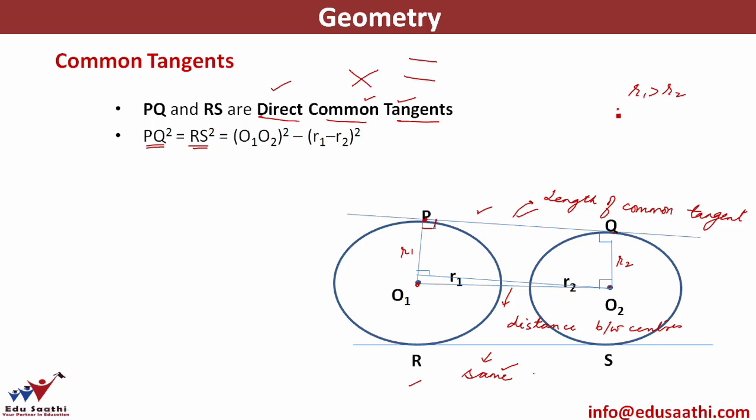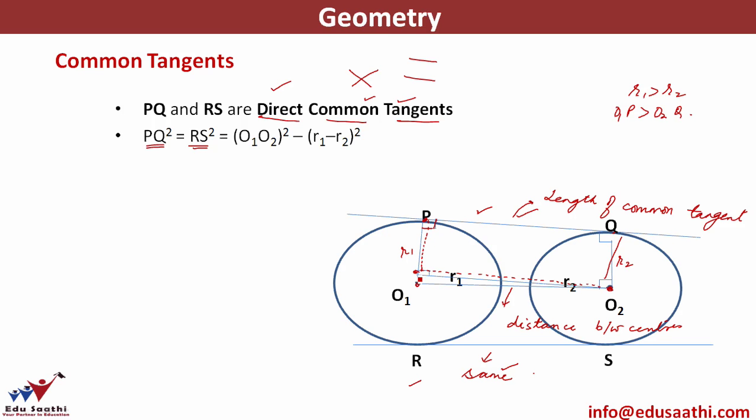So O1P would be greater than O2Q that I have. In order to find out the length, I will draw a line parallel to PQ, starting from O2. So if I just draw a line parallel to PQ passing through O2, I'll get a line like this. Now if this was R2, this distance would also come out to be equal to R2.